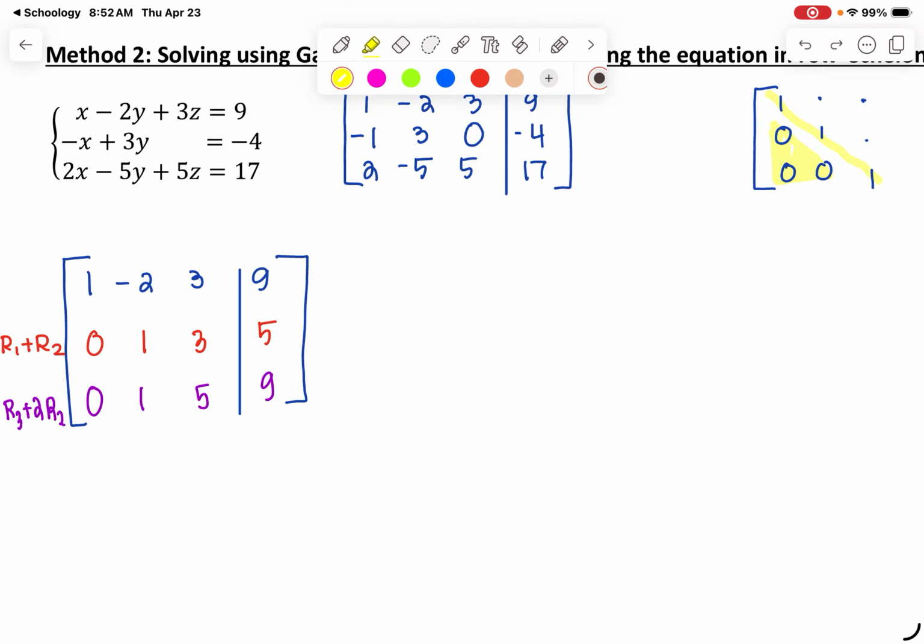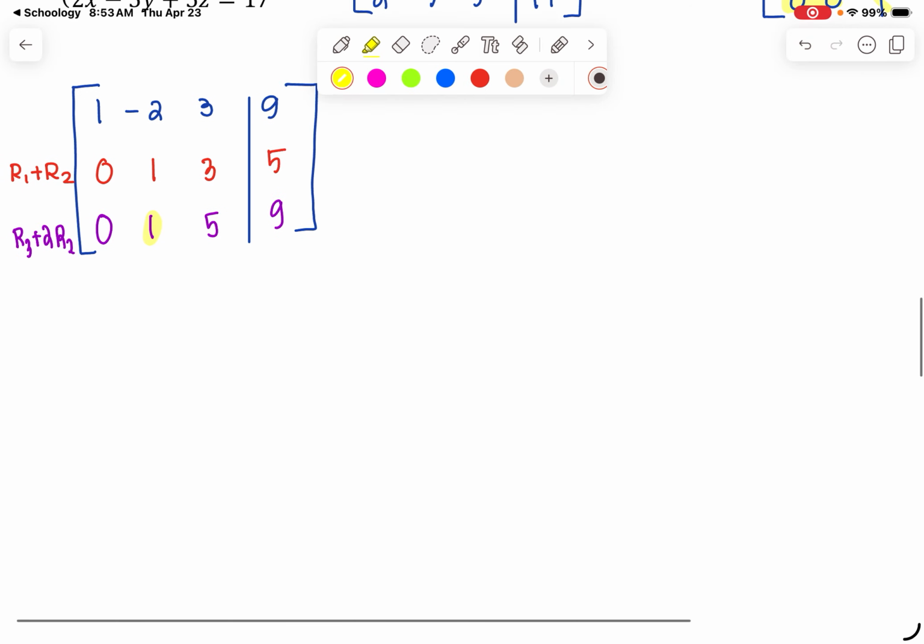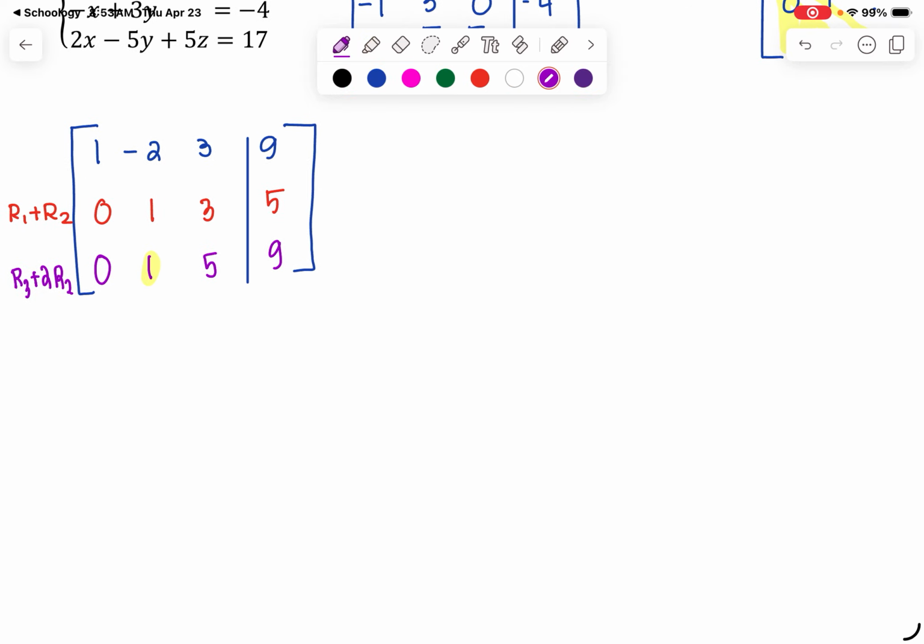So I need this now. So now we're looking at this matrix. Forget that matrix up there. I want this to be a 0. So I see that I can take row 3, because that's what I need to use, and I'm going to subtract row 2. Okay? So that's my plan. I'm going to leave row 1 alone. 1, negative 2, 3, 9, 0, 1, 3, 5.